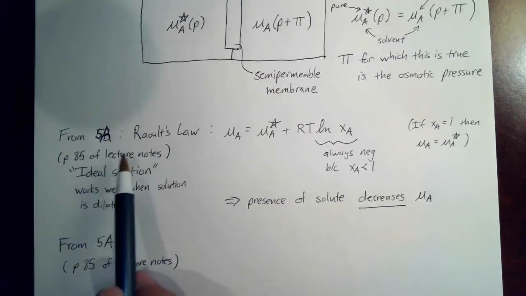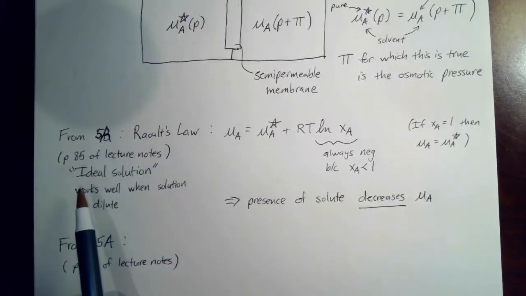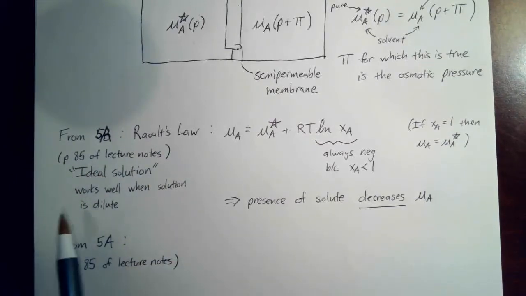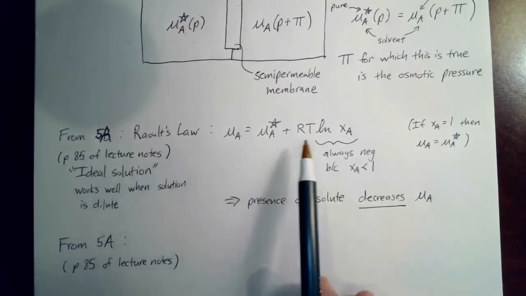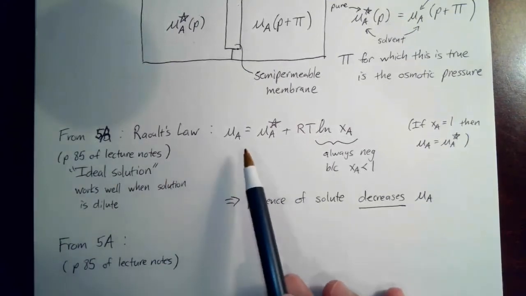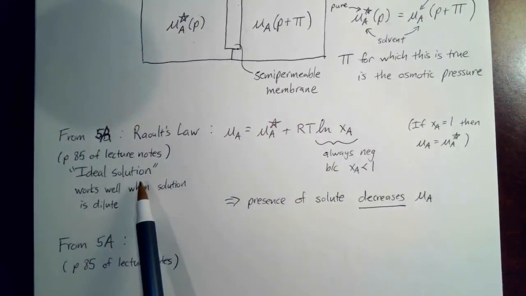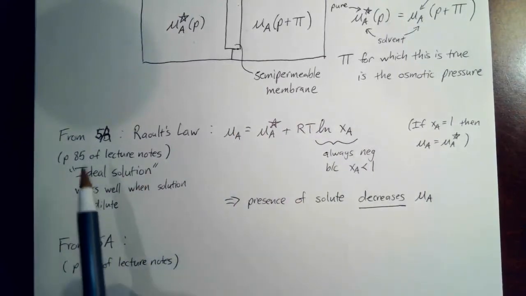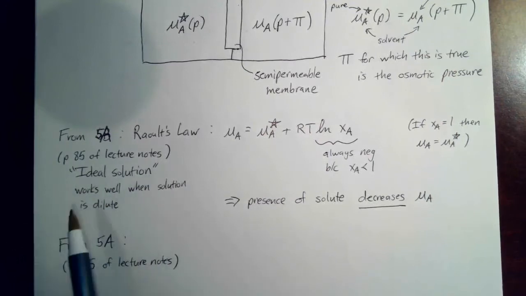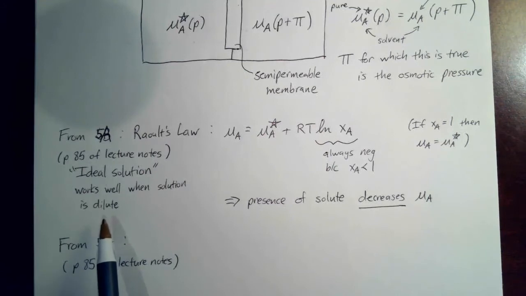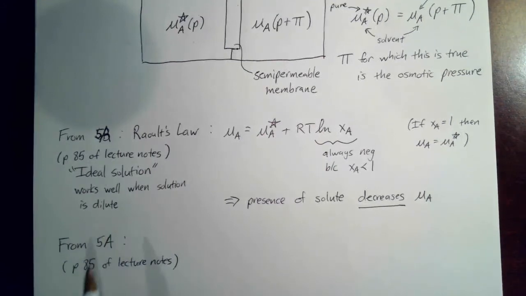Okay, so this was Raoult's law, on page 85 of my lecture notes, and I added this note that a solution that obeys Raoult's law is called an ideal solution. And we saw earlier back in section 5a that this ideal solution assumption works well when the solution is dilute. We're going to come back to this diluteness assumption in a minute.